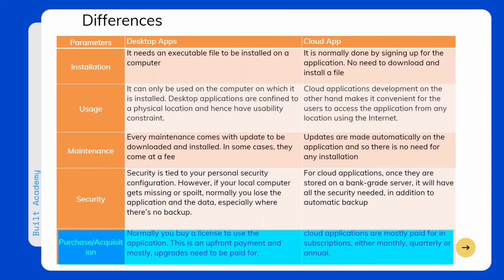When it comes to purchasing or acquiring applications, you normally would need to buy a license to use a desktop application. This is an upfront payment, and mostly, upgrades need to be paid for as well. However, cloud applications are mostly paid for in subscriptions, either monthly, quarterly, or annually.